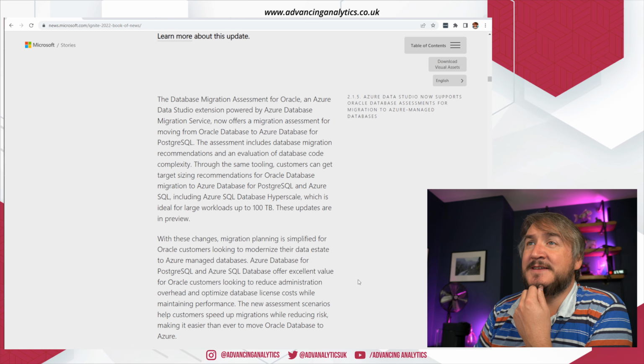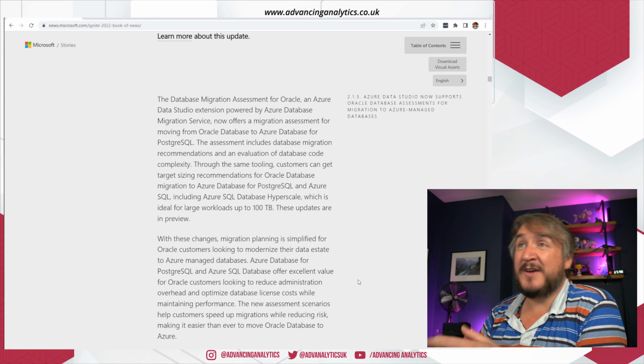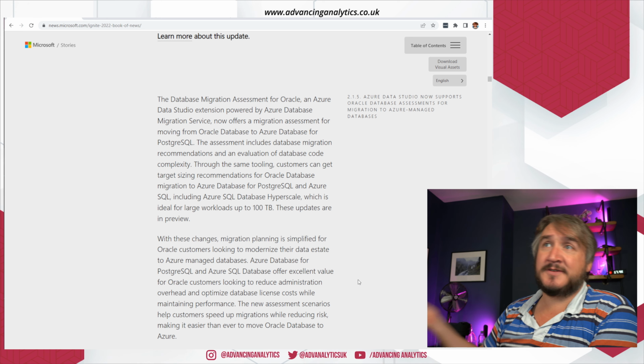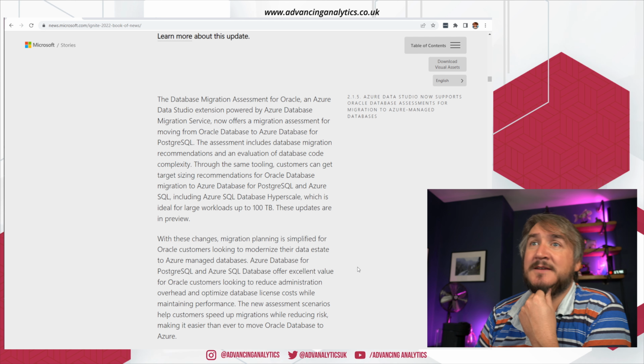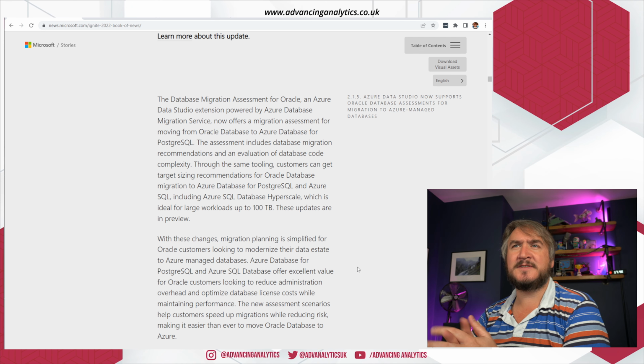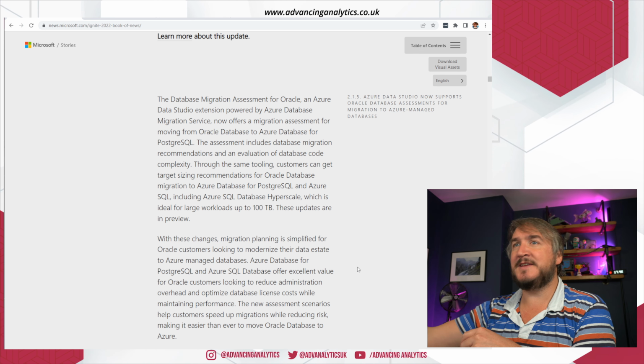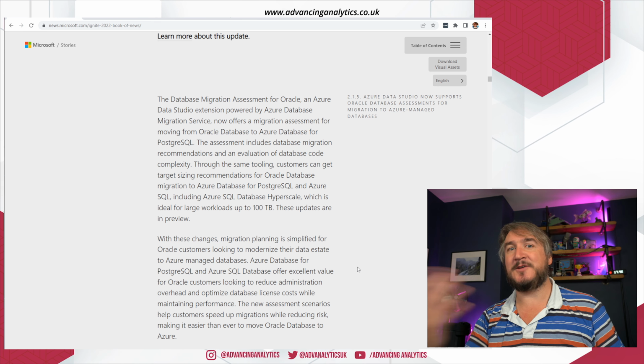The other things that we can see: Oracle Data Studio now has a migration wizard to allow you to look at an Oracle database and tell you how you can bring it into an Azure platform. So how would you take it? Would you put that over to an Azure Postgres SQL? Would it be an Azure SQL DB? Would it be a SQL DB with hyperscale?